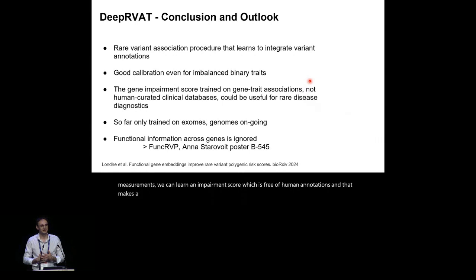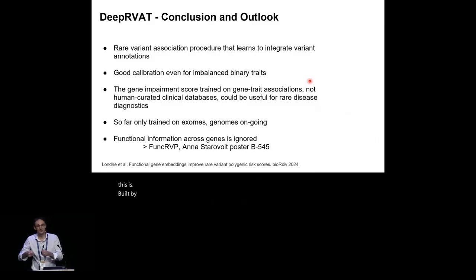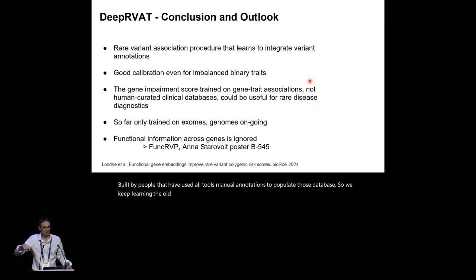I work a lot on rare disease. And what we often have is things like ClinVar, and this is built by people that have used old tools, manual annotations, to populate those databases. So we keep learning the old tools. They're very circular. Here we have a gene impairment score, which seems to work broadly for a large set of traits. And so I'm looking forward to see how it will be helpful for rare disease diagnostics.